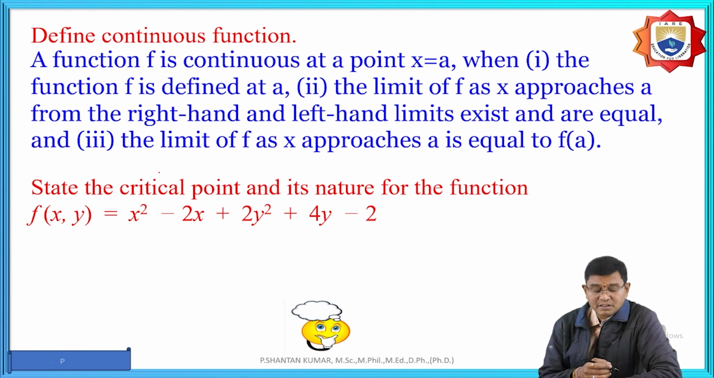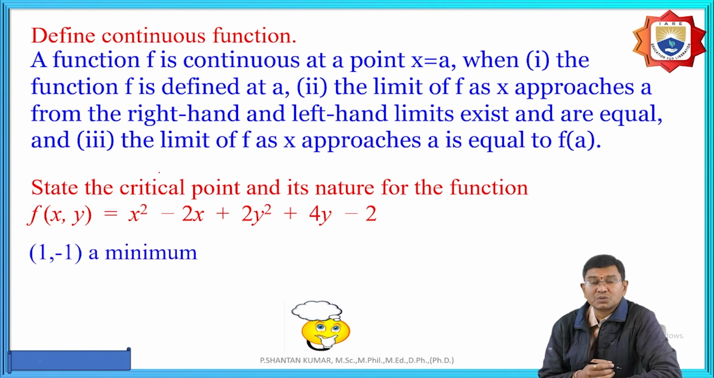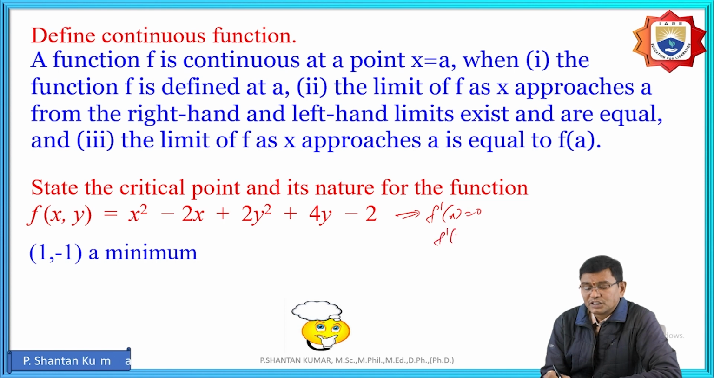Based upon this, a critical point is where, with respect to x and also y, you need to find the solutions. The function is x square minus 2x plus 2y square plus 4y minus 2 equal to 0. Based upon that, we need to find f dash of x equal to 0 and also f dash of y equal to 0.